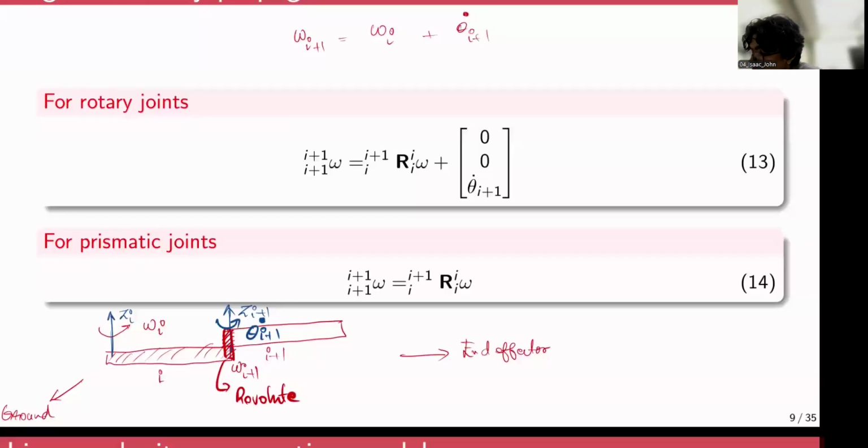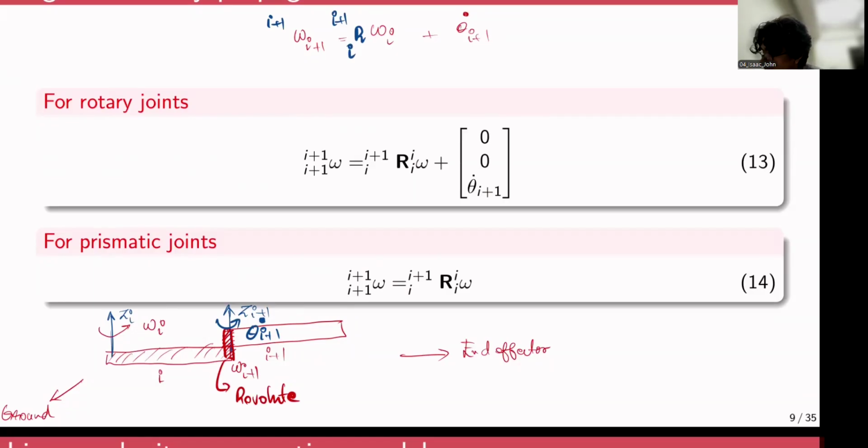And for our convenience, we prefer everything to be referred with respect to its own frame of reference. So if you want to find the I plus 1 angular velocity, it has to be referred with respect to its own frame of reference, I plus 1. And omega I of the previous link would be referred with respect to the ith frame. So to bring it forward to the I plus 1th frame, we have to multiply it with the rotation matrix of I plus 1 with respect to I.